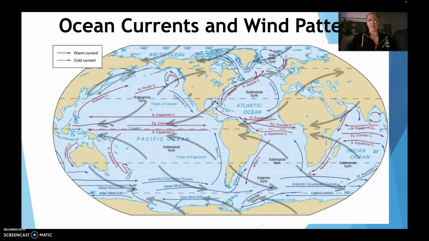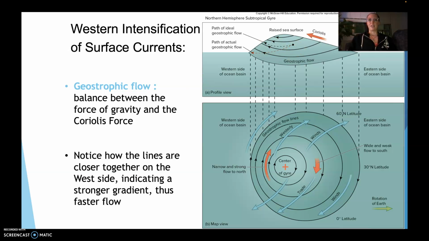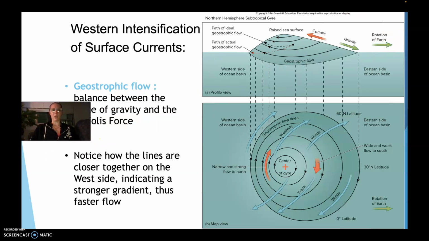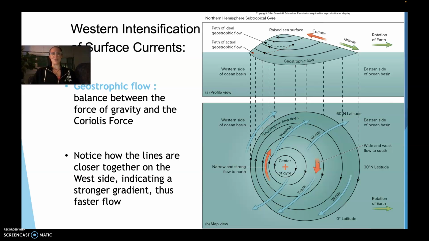So now we're going to get into this idea of something called western intensification, and this is a funky concept. So if it takes you a few moments to figure this one out, or if you need a little bit more help, or you need to use different resources for this, I totally get it. Have no fear if you're like, what? But first we need to understand this idea of something called geostrophic flow. Geostrophic flow is the balance between the force of gravity and the Coriolis force. I told you we weren't going to be done with Coriolis when we talked about it in the atmosphere. It's coming back in terms of the oceans.